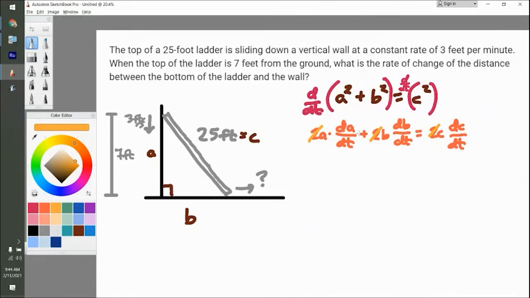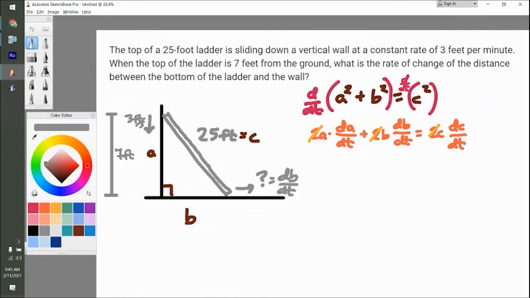Right, so which one is that in the orange? Is it A, is it dA over dt? Is it B, is it dB over dt? Is it C, is it dC over dt? Which one? dB over dt, very good. So this right here, what we're looking for is dB over dt. That's what we're solving for.